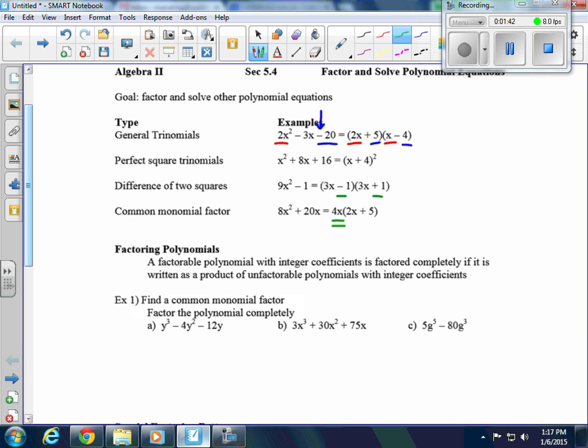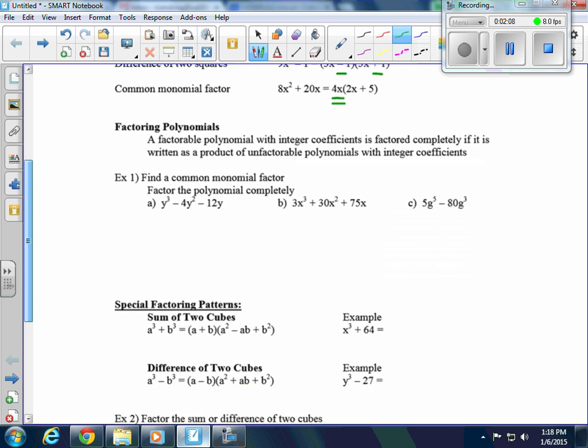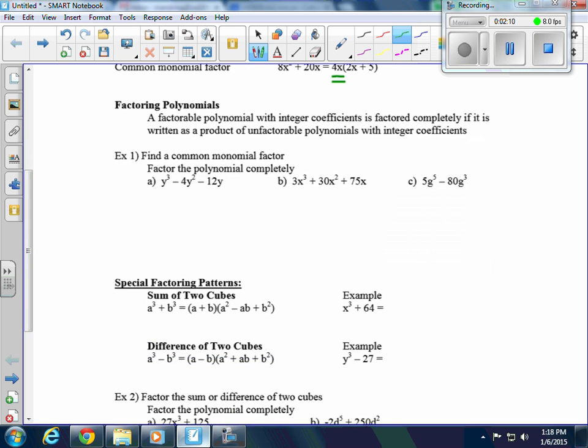So the first thing we're going to talk about now is factoring polynomials. A factorable polynomial with integer coefficients is factored completely if it is written as a product of unfactorable polynomials with integer coefficients. So that means we can take out all the factors that we can. There's nothing else that we can do in this polynomial. Then it is factored completely. If you can continue to factor, you must do so until there's nothing else that you can do. So let's look at example 1.